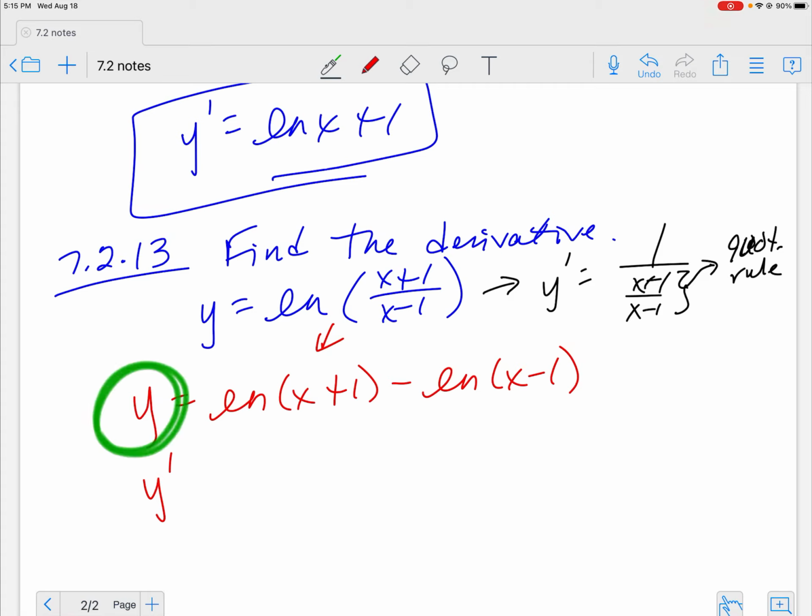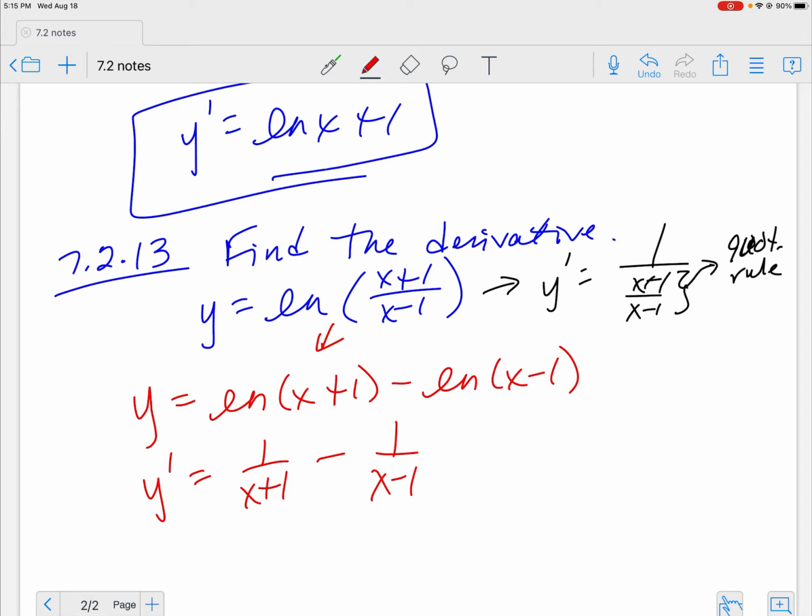So notice this is a y. This is a y prime. If you put y prime here, I'm going to count it wrong because it's not the derivative yet. You need to make sure you're using the appropriate notation. So the derivative of the natural log here is going to be 1 over x plus 1. Well, the derivative of x plus 1 is just 1, so we're good there. Minus 1 over x minus 1, and we're in the same boat there, so we're good.